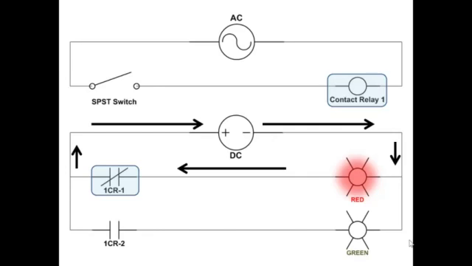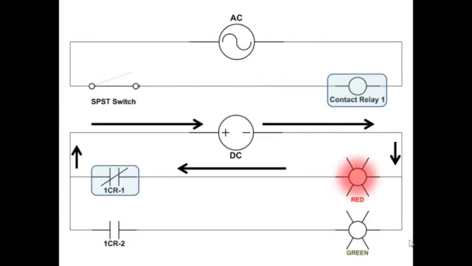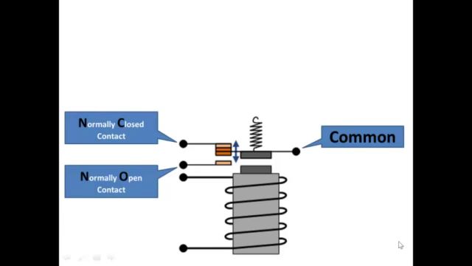However, when we power the contact relay, in other words, when we close the single pole, single throw switch up there and energize the contact relay, that is going to pull the armature down. It's going to open 1CR-1 and close 1CR-2. And then if we open the single pole single throw switch, the spring is going to pull the moving contacts back up to the normally closed 1CR-1. Red LED goes back on. It opened 1CR-2 and the green LED is no longer illuminated.